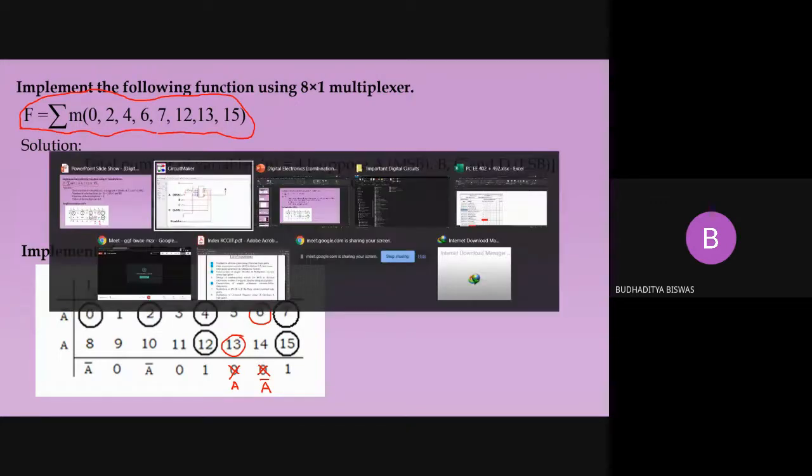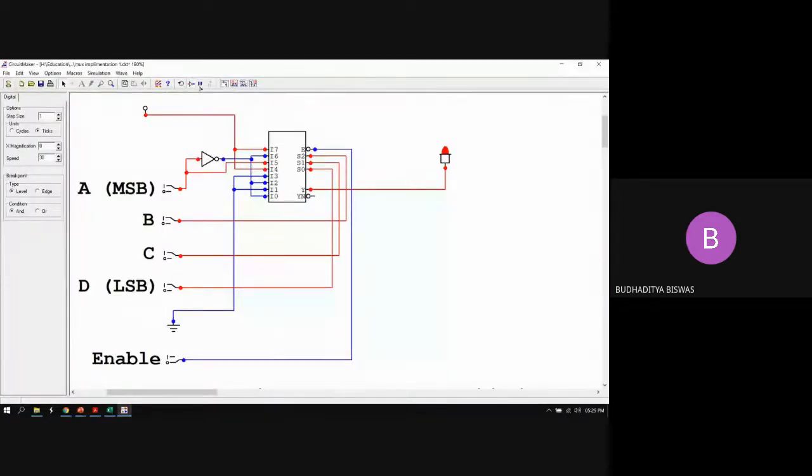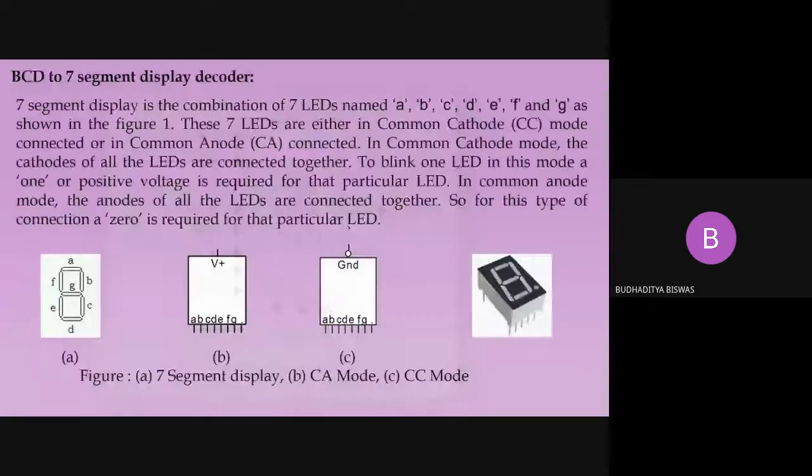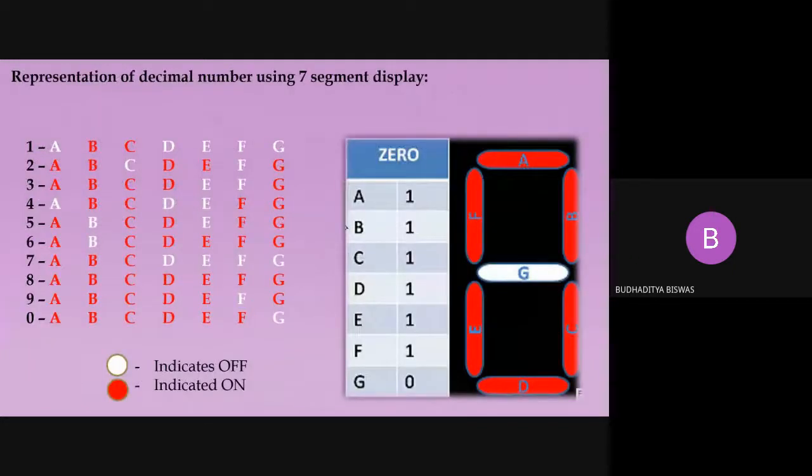So just take a 15-minute break, and I will come back, and in the next class we will do another very interesting thing, which is called the BCD to 7 segment decoder. Like this one. How many of you have seen this type of display? I think your calculator uses this display. This is called a 7 segment display.